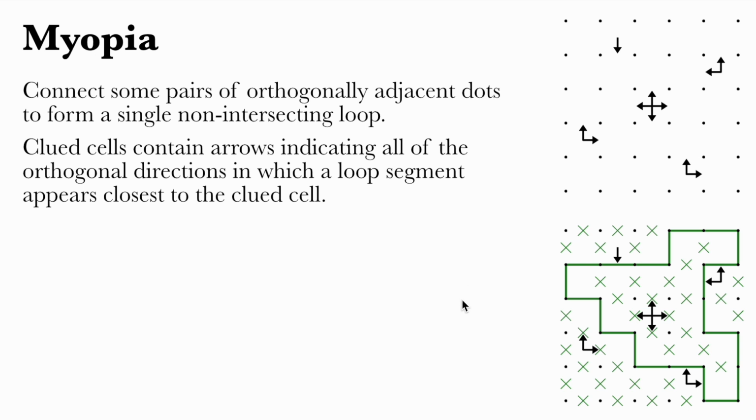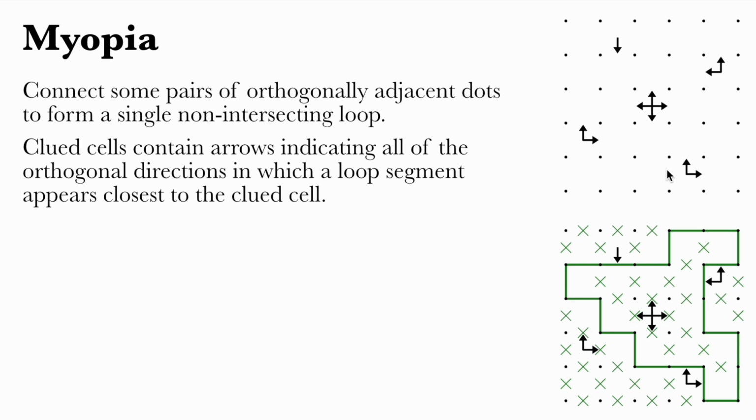So let's look at some examples of that. We'll start with this four-way arrow in the middle. That is telling us that yes, there are loop segments in all four directions, and they're the same distance. So this one is one away to the north, one away to the east, one away to the south, one away to the west. They're all the same.